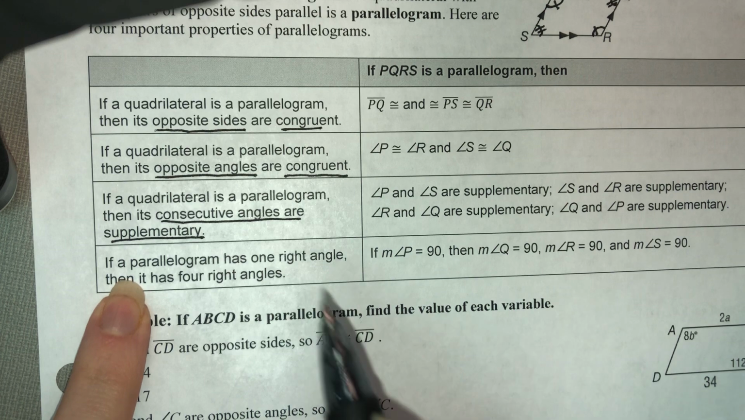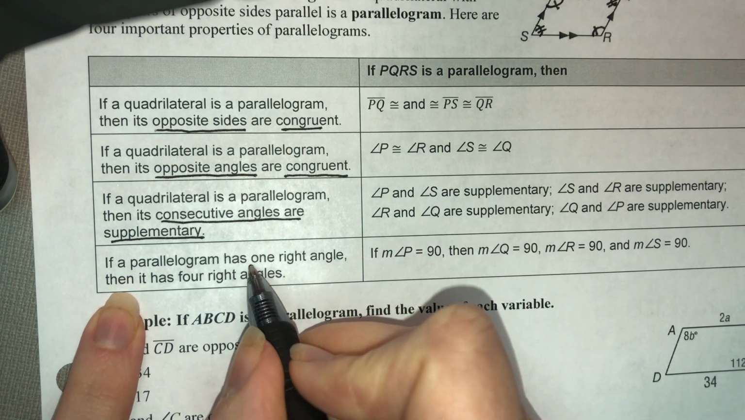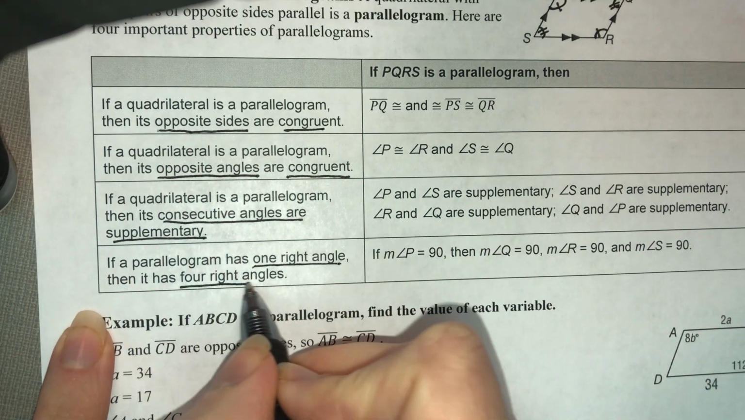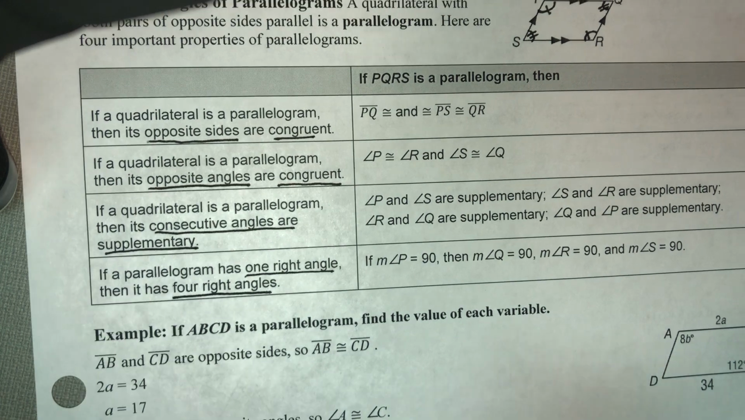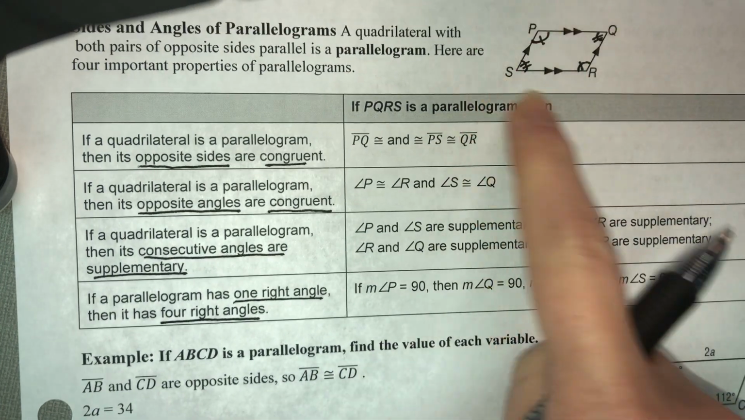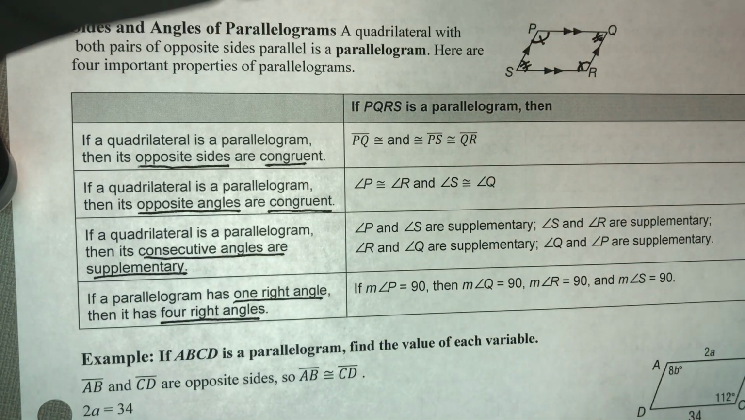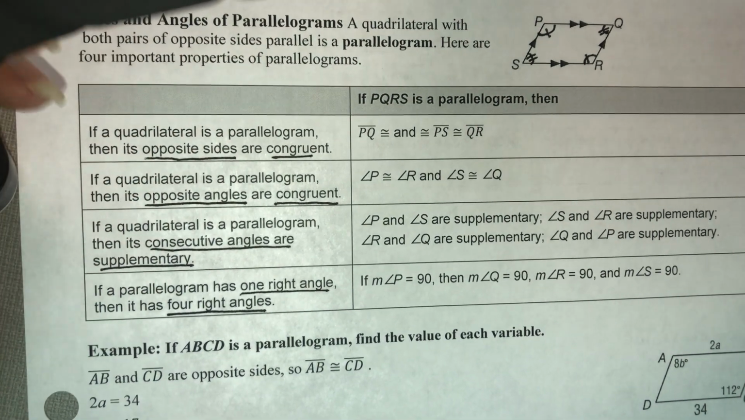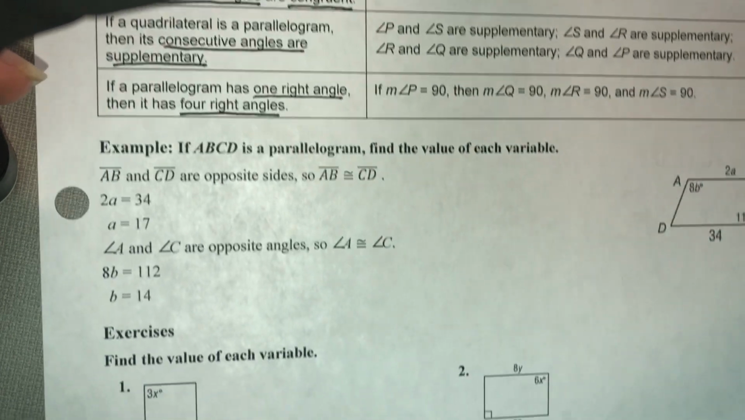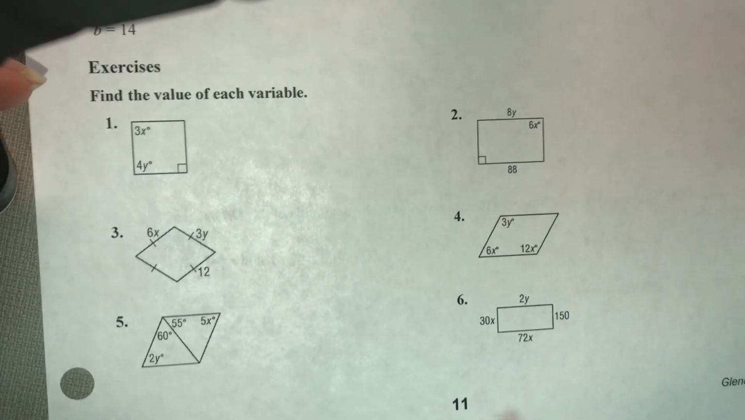If a parallelogram has one right angle, then it has four right angles. So if you know any single one of these angles is 90, then that automatically makes all the rest of them 90 degrees. Okay, let's use this information to solve a few problems together.